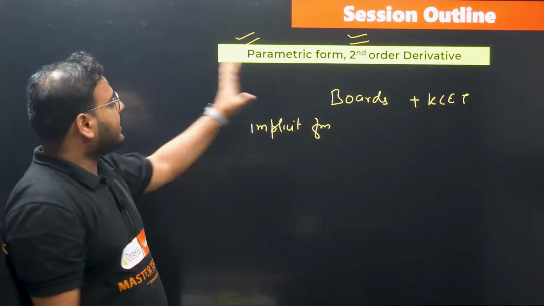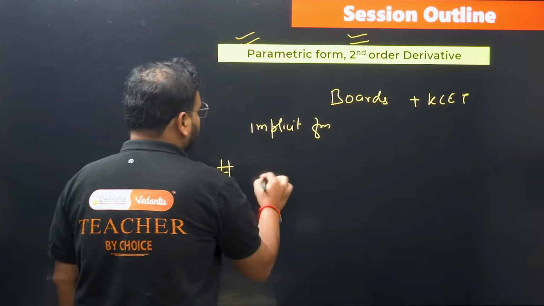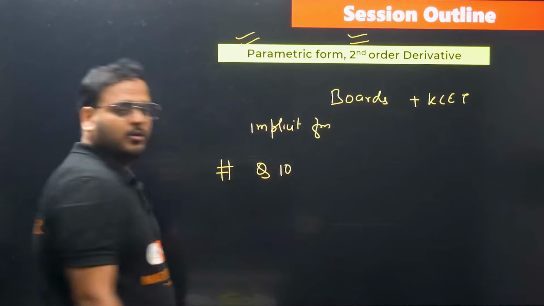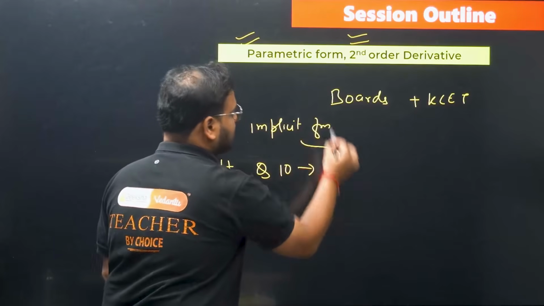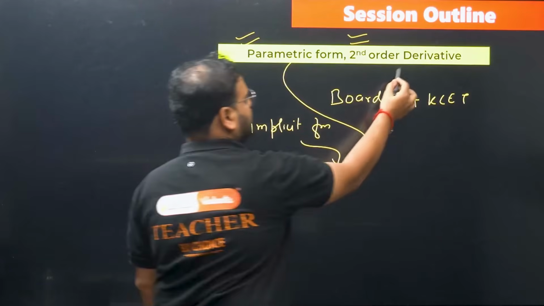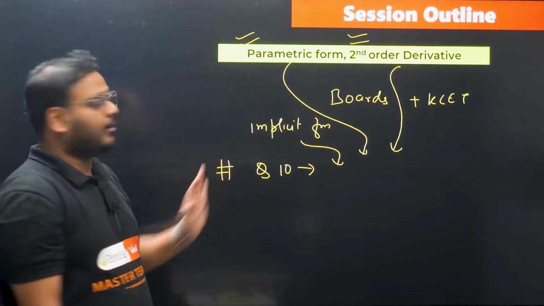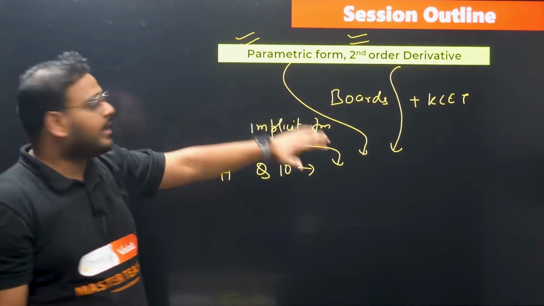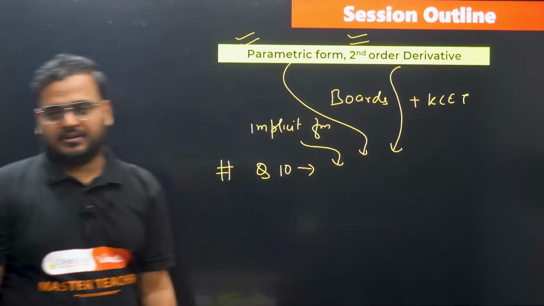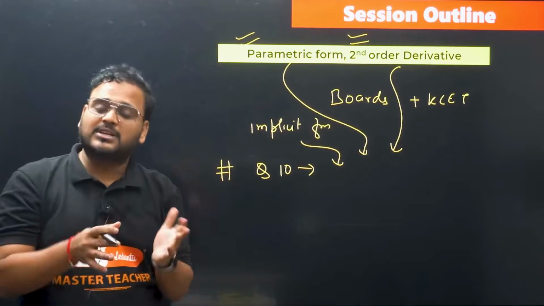Alright, so today I am going to solve a total of 10 questions. In that we'll use all these three: second order derivative, implicit function and the parametric form. Clear? I want to explain which form, why it is called parametric form, and how we find second order derivative. I'm telling you, very important for boards and for CET.